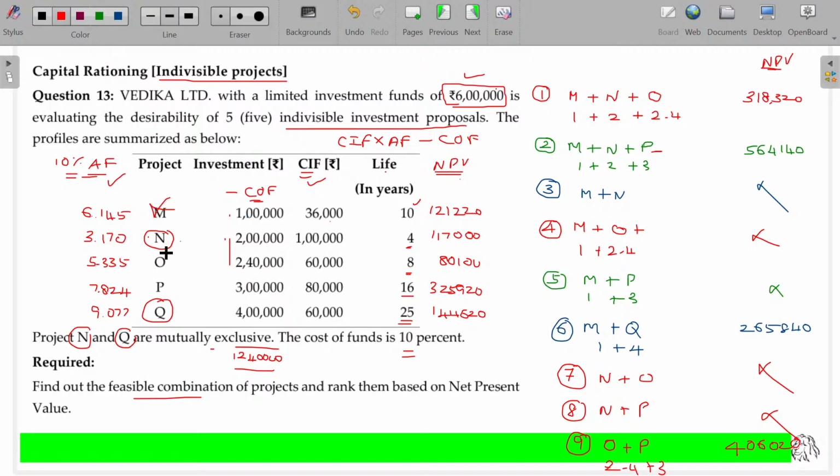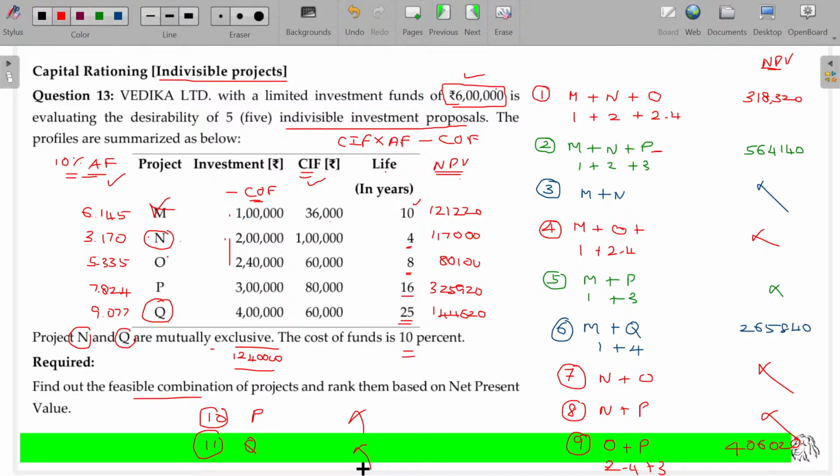Then we can go with O and Q. O and Q not possible. So leave it. Then the 10th option could be P and Q. No, we can choose only P. Or in the 11th option we can choose only Q. These two options are not required, because choosing only one is not advisable. You can choose one or two extra. Already we have completed all these calculations.